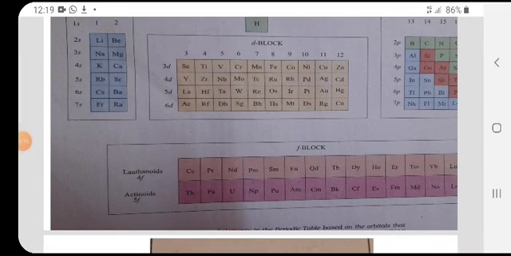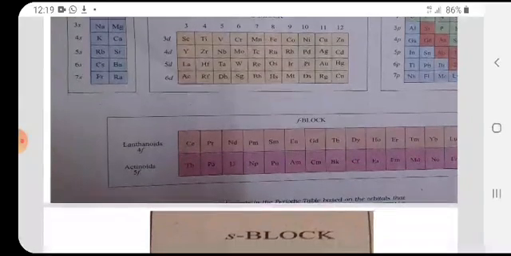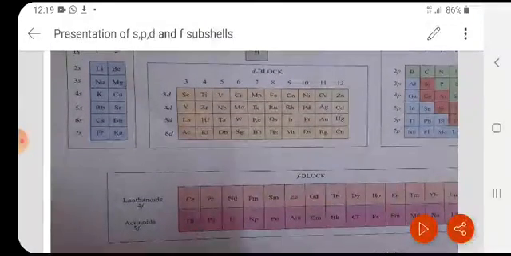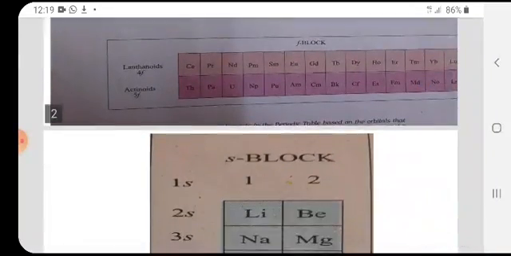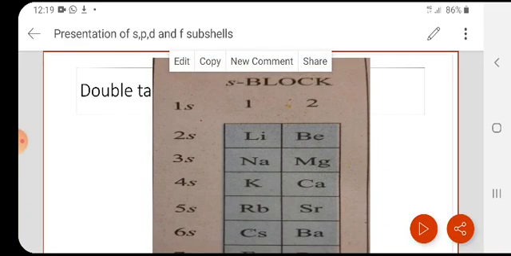The elements in a vertical column of the periodic table constitute a group or family and have similar chemical behavior. These similarities are due to the elements having the same number and the same distribution of electrons in their outermost orbitals. So we can classify the elements into four blocks: S, P, D and F block. Let's see first S block elements.